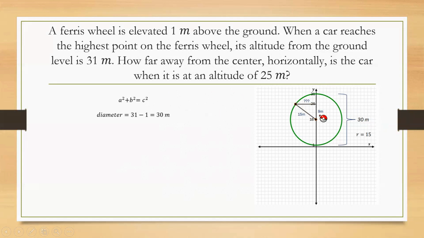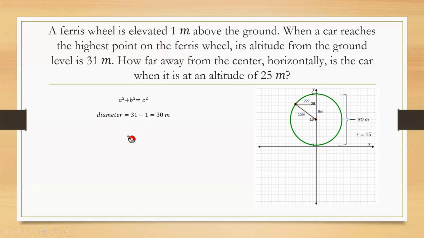First, the diameter of the circle. Why is it 30? Why isn't it 31 meters? Well, we have to remember that our Ferris wheel is elevated 1 meter above the ground. So the altitude of 31 meters is not just the Ferris wheel. It also includes the 1 meter elevation.